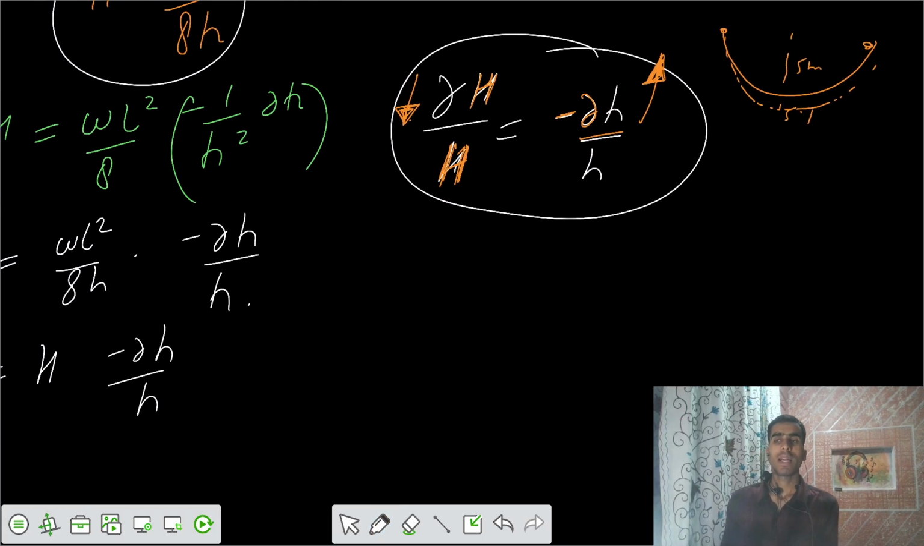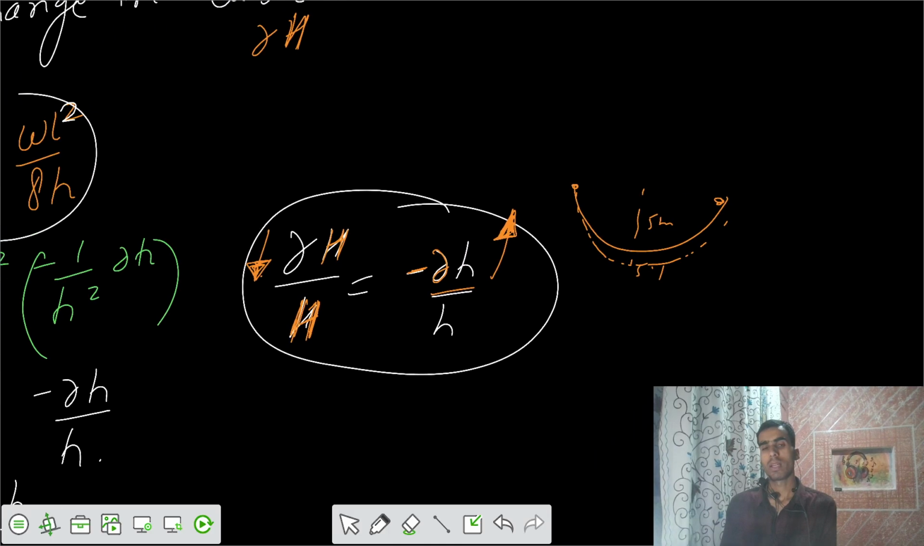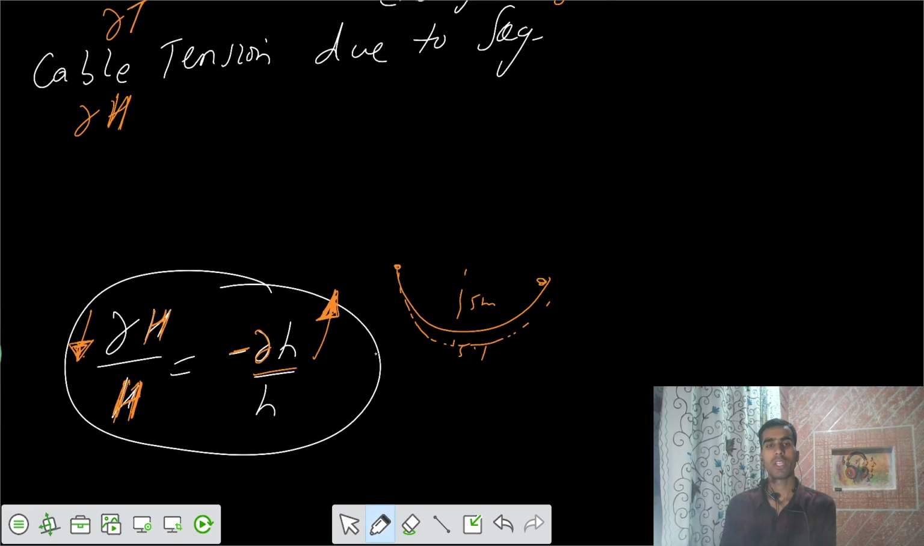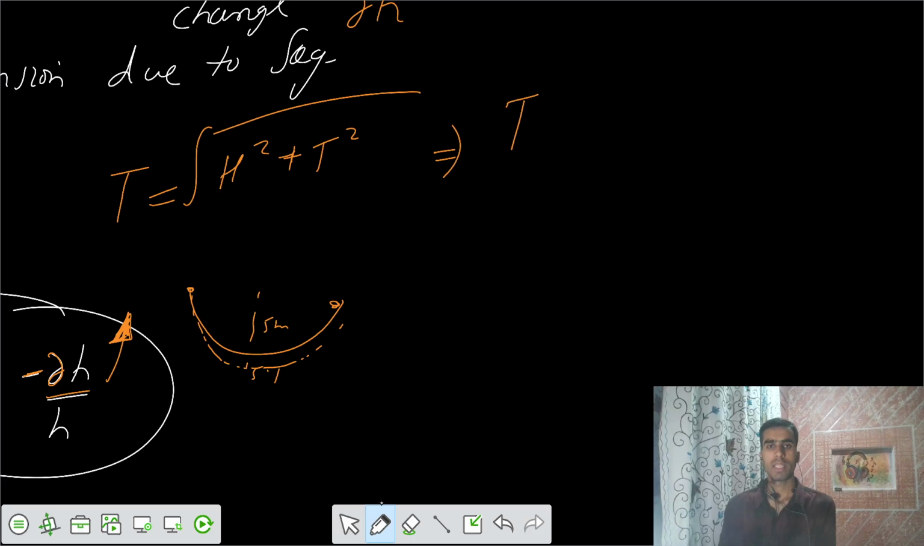Now one more thing is that we can convert it in terms of the tension also. We have the equation that tension is equal to the root of H square plus R square. If I say this is the T max, I would say T max square equals H square plus reaction square. What is the value of H we have? That is WL square by 8h.